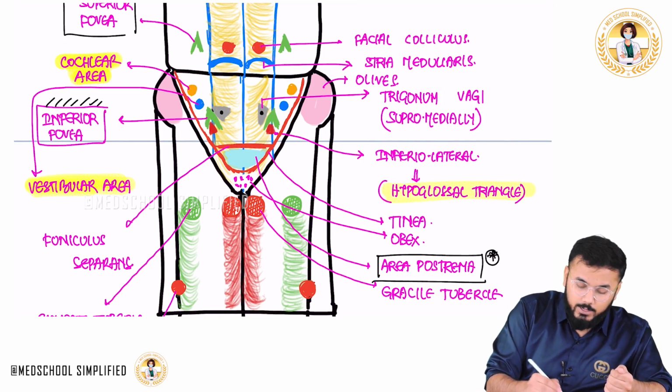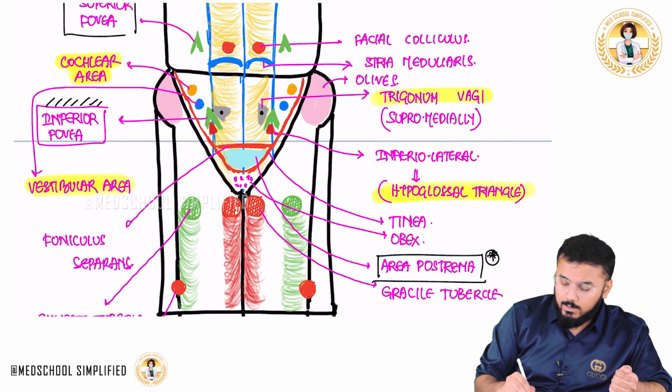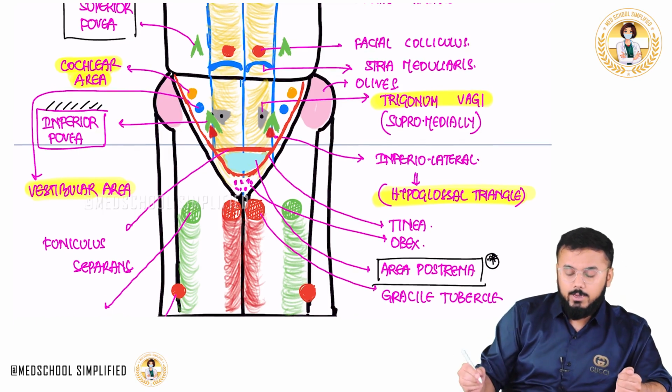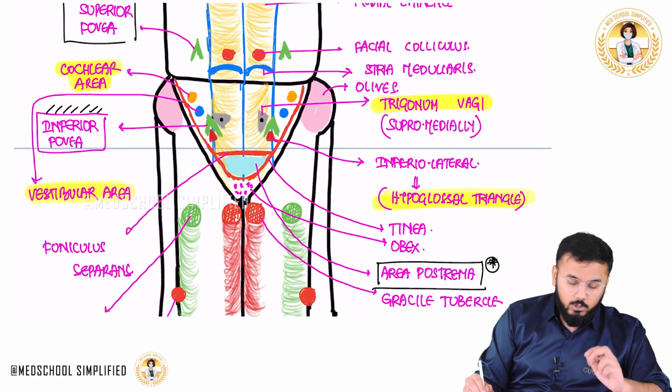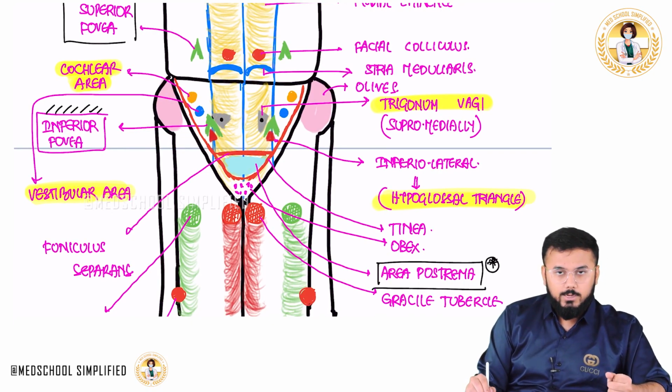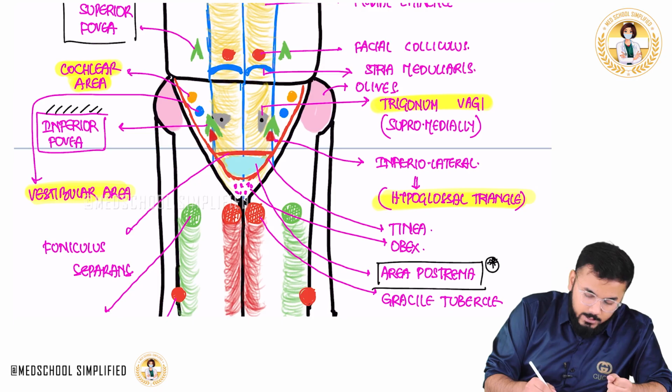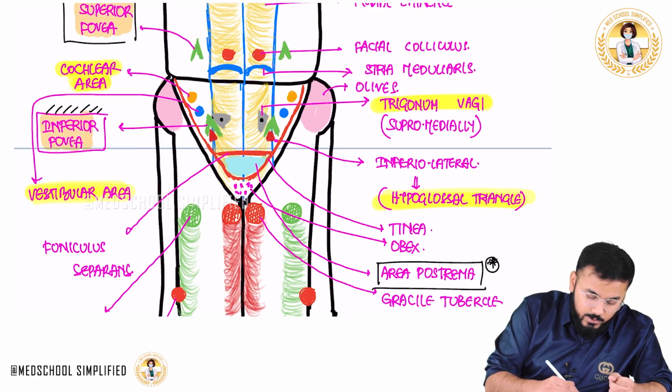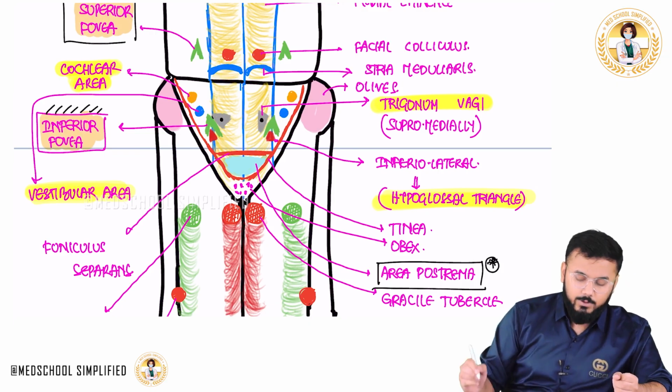So this is very important, guys. Hypoglossal triangle and this one is trigonum vagi. And after that we have got two more areas. One is called the cochlear area, another one is called the vestibular area. Okay, and not to forget that this is your superior fovea and this is your inferior fovea.